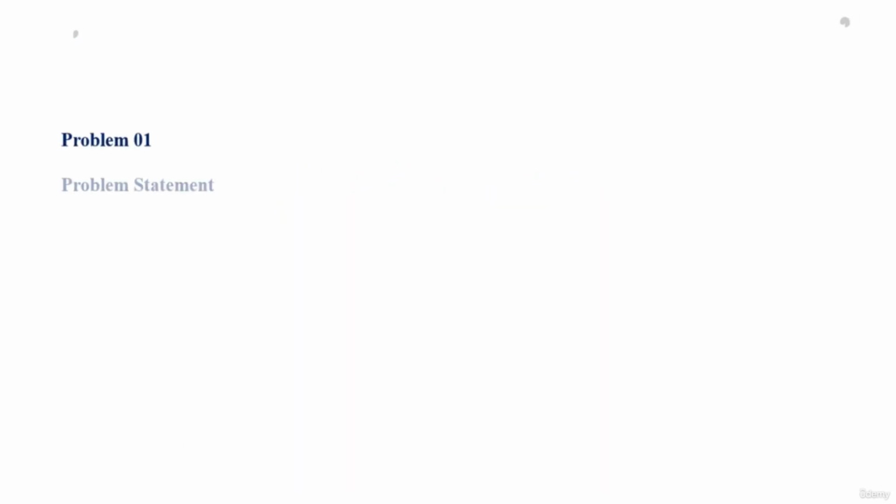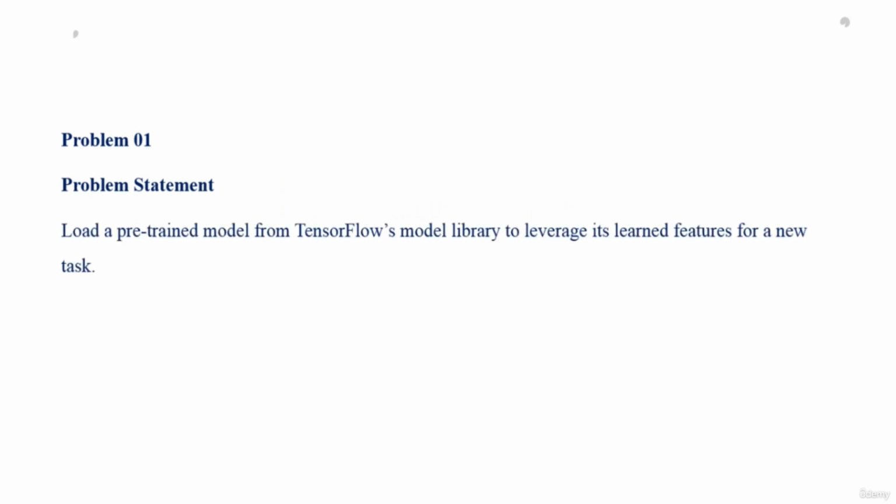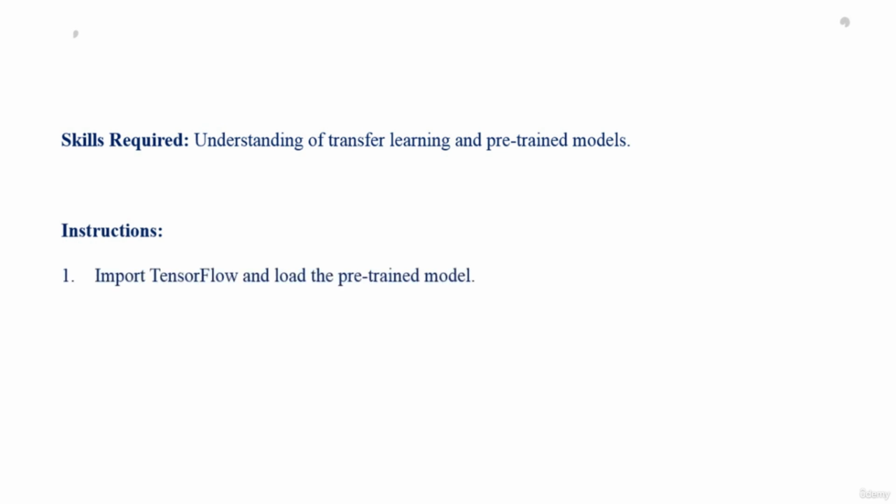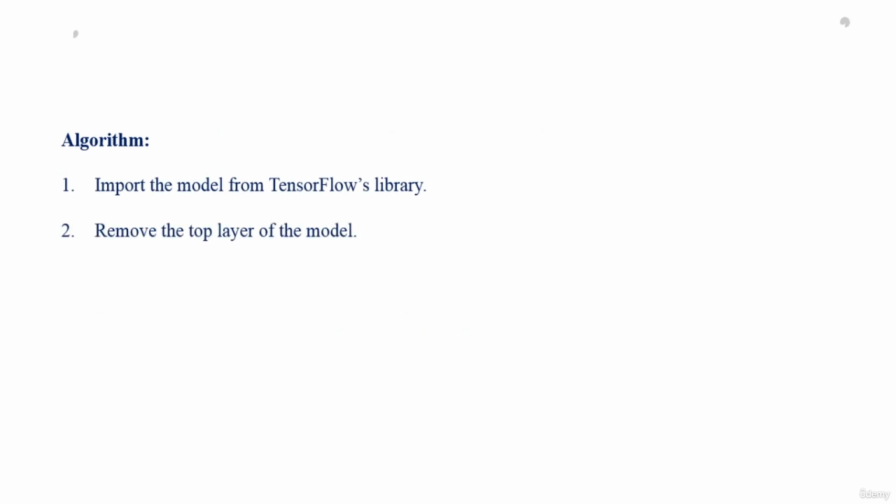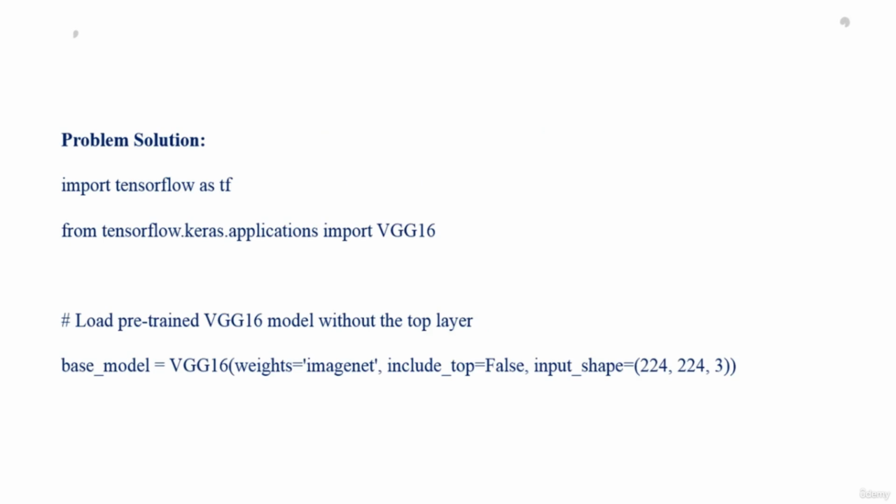Section 08. Problem 01. Problem statement. Load a pre-trained model from TensorFlow's model library to leverage its learned features for a new task. Skills required: understanding of transfer learning and pre-trained models. Instructions. Import TensorFlow and load the pre-trained model. Remove the top classification layer for customization. Algorithm. Import the model from TensorFlow's library. Remove the top layer of the model. How code is working. The code loads the VGG16 model with weights trained on ImageNet and excludes the top classification layer to customize it for a new task.